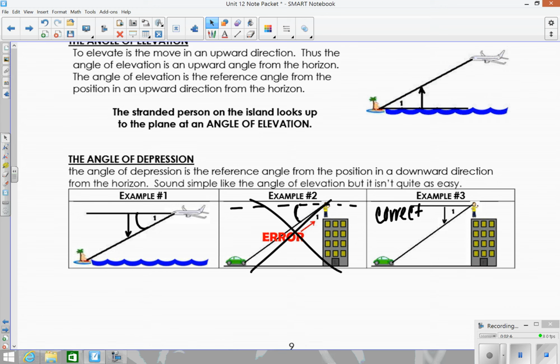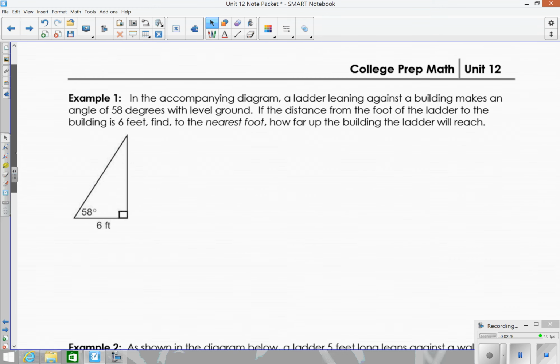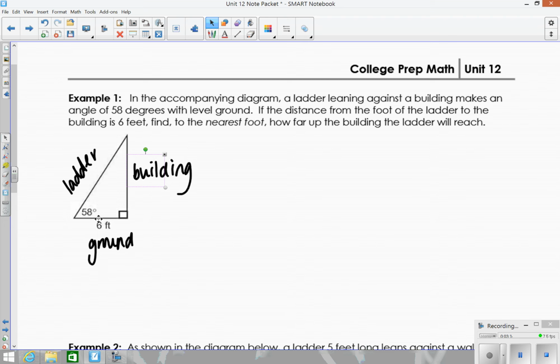So let's look at some examples here. This first example is talking about a ladder that's leaning up against a wall, or up against a building. So this is my ladder here. It's leaning up against this building. So this will be the building, and here's the ladder. It says that it makes an angle of 58 degrees with level ground. So here's the ground, and the ladder is making an angle with the ground of 58 degrees.